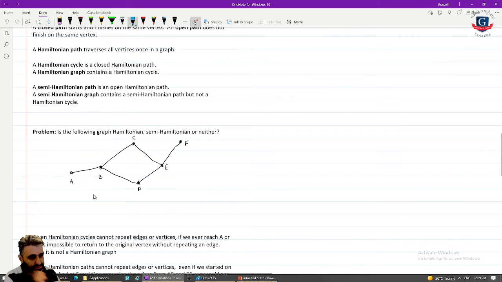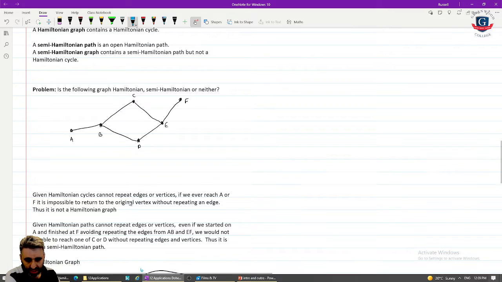Let's try it on our example. Is the following graph Hamiltonian, semi-Hamiltonian, or neither? Well, we can go A to B, B to D, D to E, E to F, and now we get stuck because we can't go back, because that would be traveling E to F more than once, and we'd be reaching the vertex E more than once as well. So there's no path on here that allows us to get back to A, or if we started at B, to get back to B and traverse every position. So given that Hamiltonian cycles cannot repeat edges, if we ever reach A or F, it's impossible to return without repeating an edge. Thus, it's not a Hamiltonian graph.